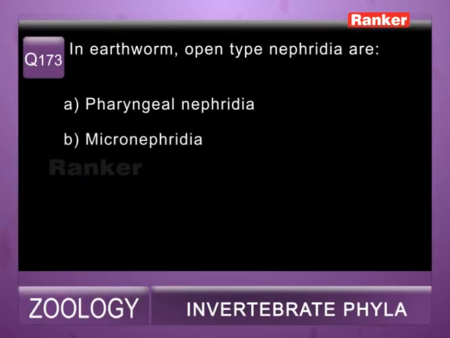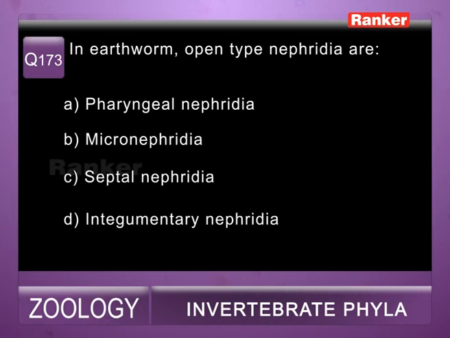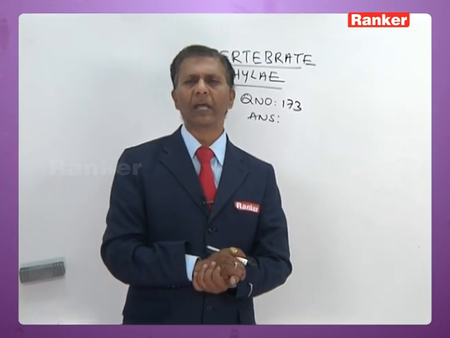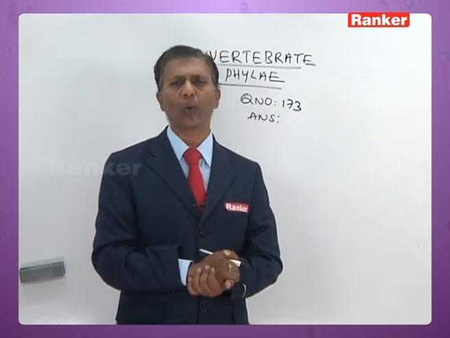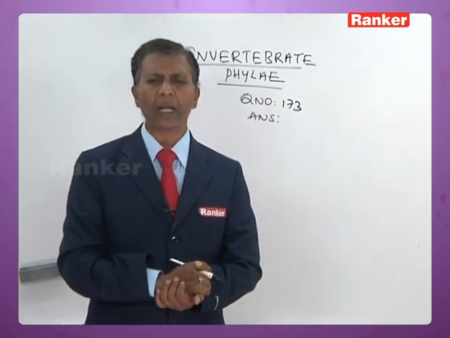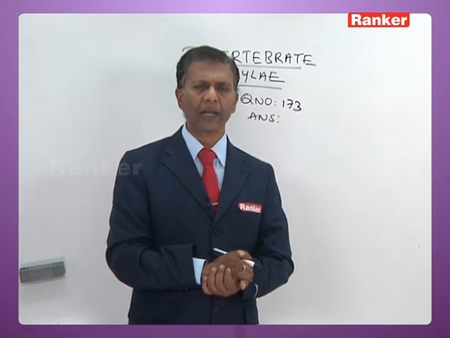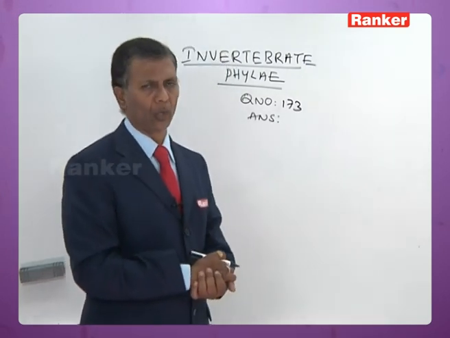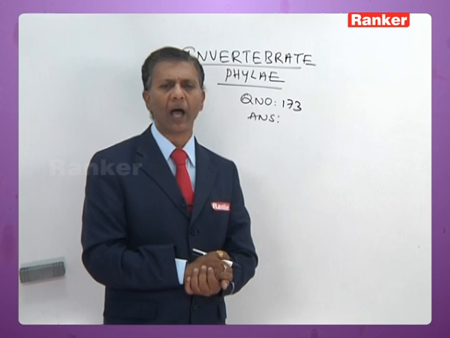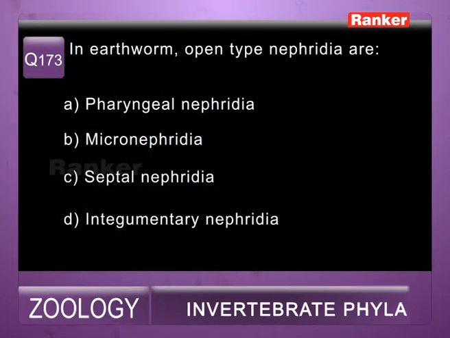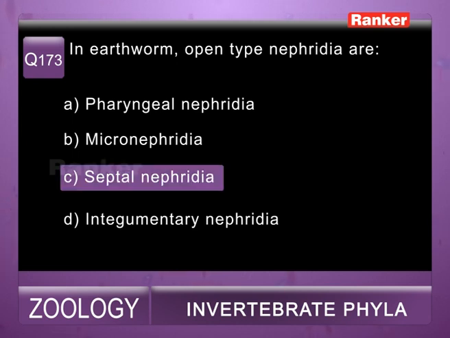Now 173 question, in earthworm, open type nephridia are A pharyngeal nephridia, B micronephridia, C septal nephridia, D integumentary nephridia. Now the nephridia, if they are provided with nephrostome, they are called open type. So in earthworm, open type of nephridia are septal nephridia, the other two are closed, that is integumentary and pharyngeal nephridia are closed. So 173 question, correct answer is C, septal nephridia. Septal nephridia is the correct answer.